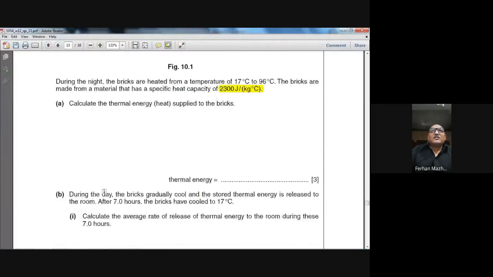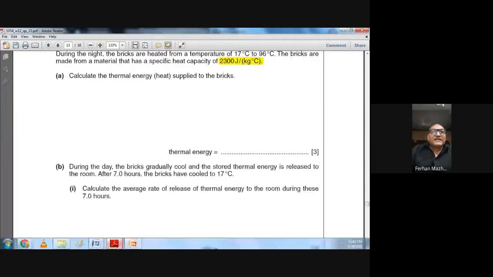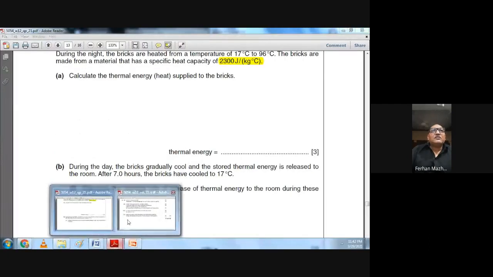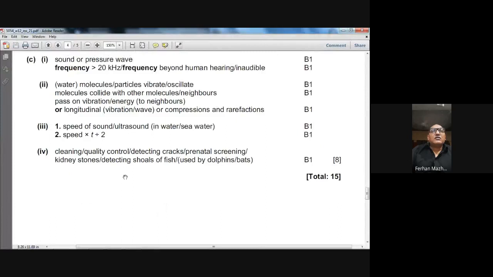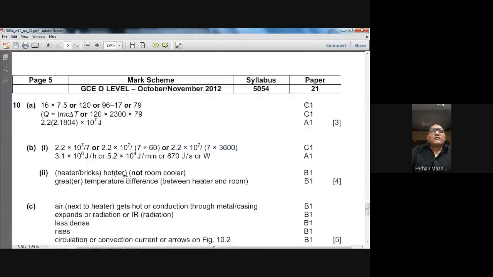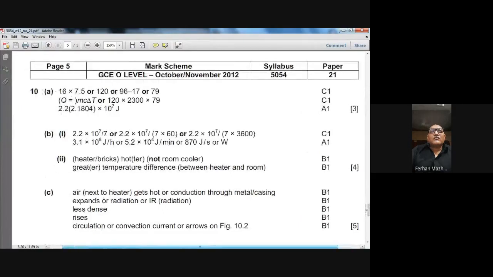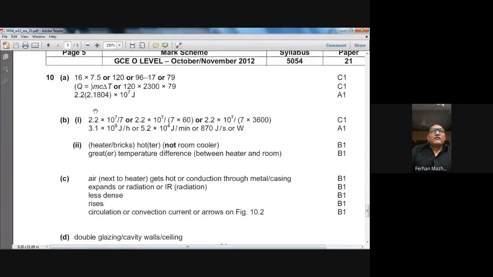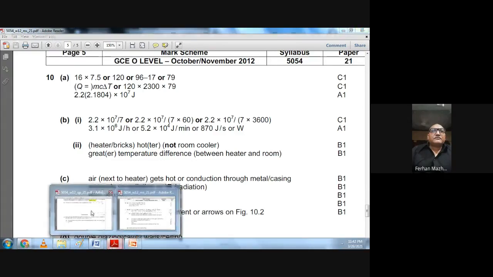Okay, so I hope you have understood this. Let us check the marking scheme also. So our answer is right. 2.2 × 10^7 joules is the right answer, and you can have a look at the marking scheme also. Question number 10A part. So very easy question.